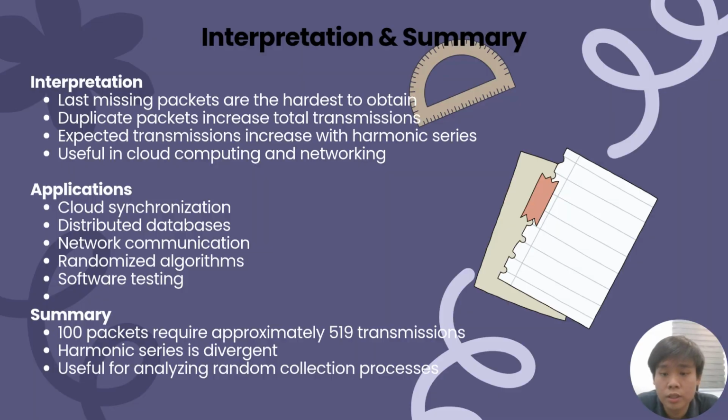In conclusion, the Coupon Collector problem demonstrates a practical application of the harmonic series. For 100 unique packets, approximately 519 transmissions are required on average. This example also illustrates an important property of the harmonic series. Although its terms become smaller, the total sum continues to increase without approaching a finite limit.